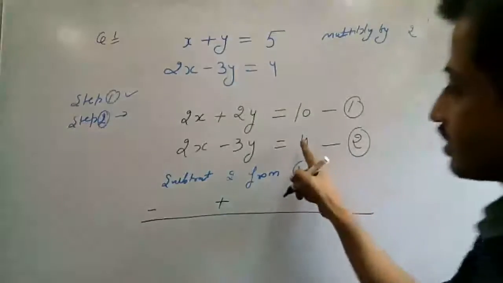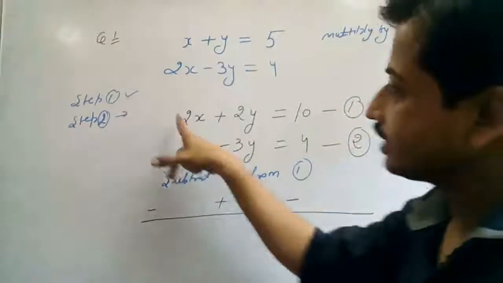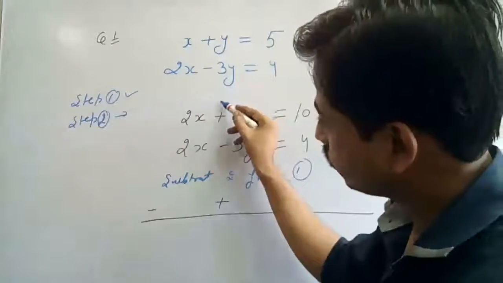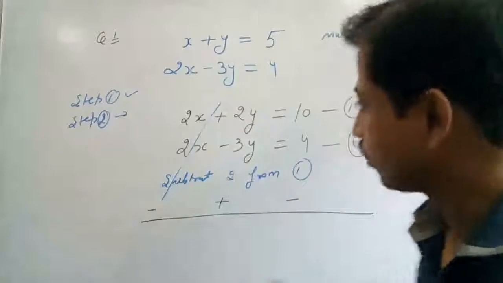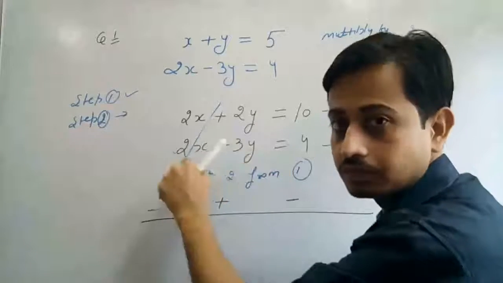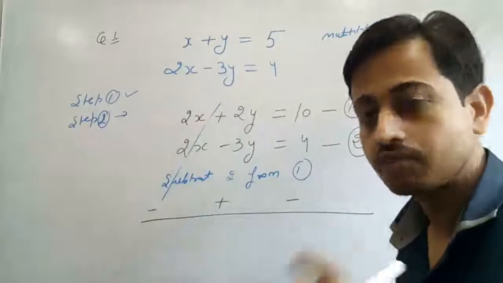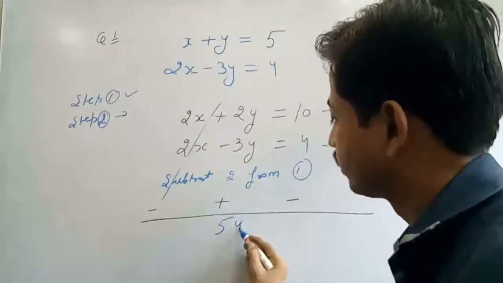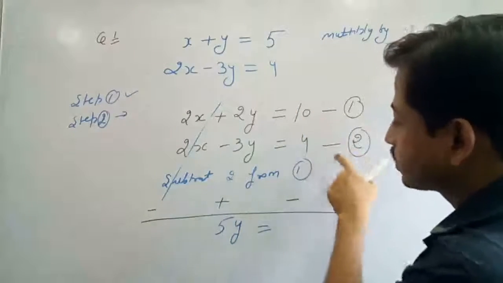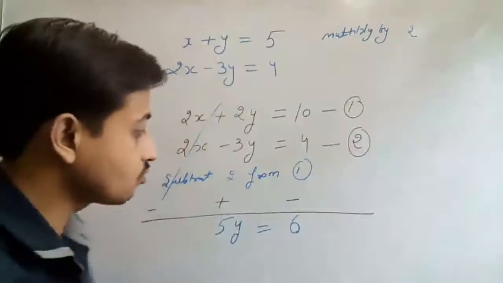Now same step. Here the sign of 4 is positive, make it negative. Now solve this. Here the 2x is positive and 2x is negative, so these are cancelled out. Now solve this. This is 3y positive. You have to ignore the sign of the middle terms. So 3y is positive and 2y is positive. So 3 plus 2, we get 5y. Solve here. This is positive and this is negative. 10 minus 4, we get 6.